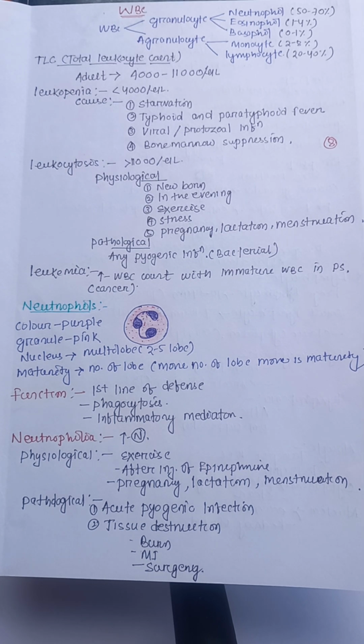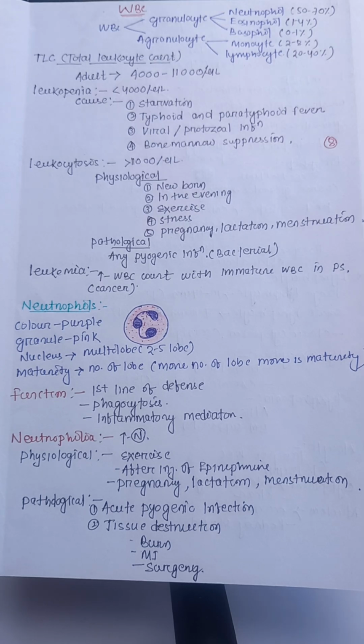Leukocytosis is where there is an increase in the WBC count to more than 11,000 per microliter. Physiological conditions like newborn, evening, exercise, stress, pregnancy, lactation, and menstruation are causes of leukocytosis. That is physiological, and the pathological cause is any pathogenic infection. Mostly pus-forming bacteria cause an increase in neutrophils. Okay, increased neutrophils also increase the WBC.